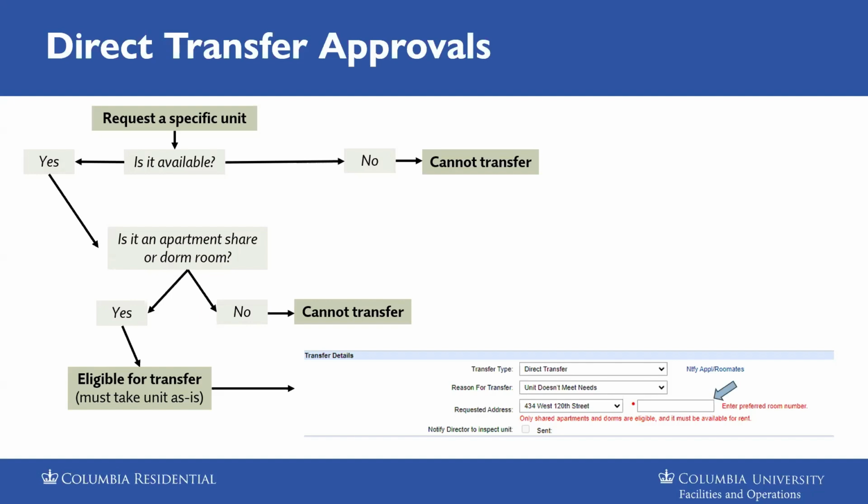Keep in mind, when submitting your request, please be sure to submit the exact room number and address that you want to go into. For example, if you select you want to do a direct transfer into 434 West 120th Street, room 7AB, please be sure to enter that preferred room in the box. Failure to do so will result in your application being denied.